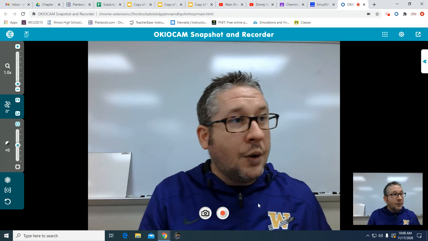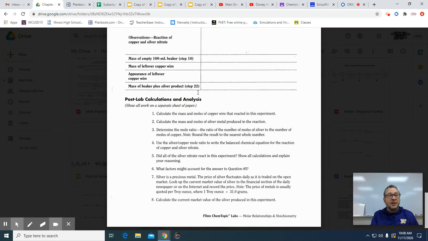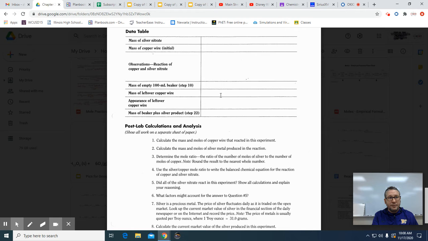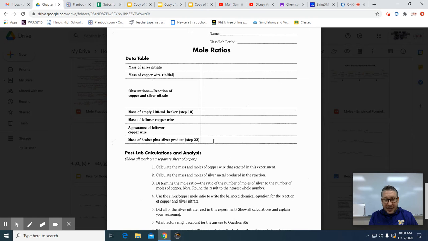Okay, so right here where it says mass of beaker plus silver product in your data table, you didn't think I was going to give the data here, did you? You need to put down 57.82 grams. Again, the mass of beaker plus silver product is 57.82 grams.